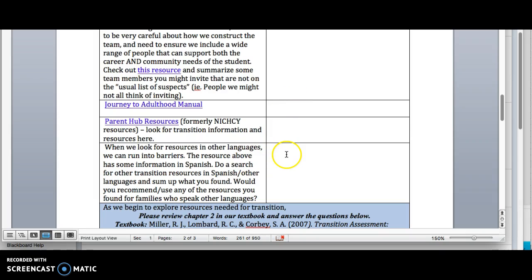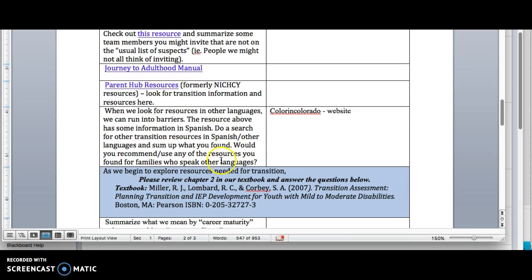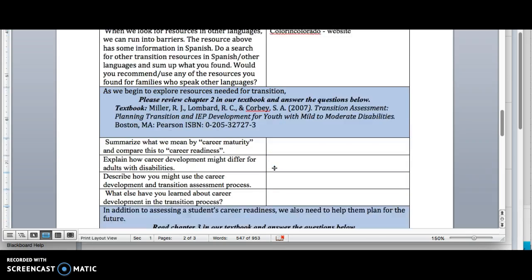And I want you also to think about resources in other languages. If you haven't done any research in this area, Colorado, there we go, is a website that has fantastic resources for students who are English learners and their families. So I'd recommend you checking out there. But as you've looked at these resources, see if you notice anything in Spanish, in Mandarin, in any language that you feel like your students might speak, their families might speak. Did you find any resources that were beneficial?